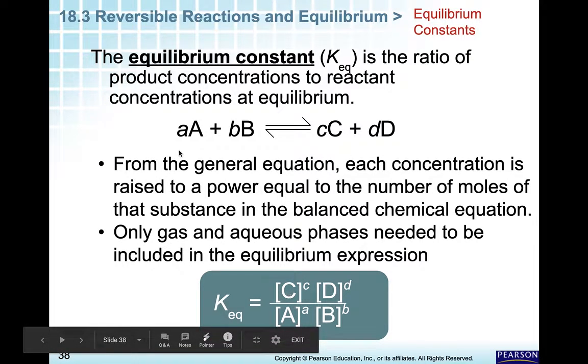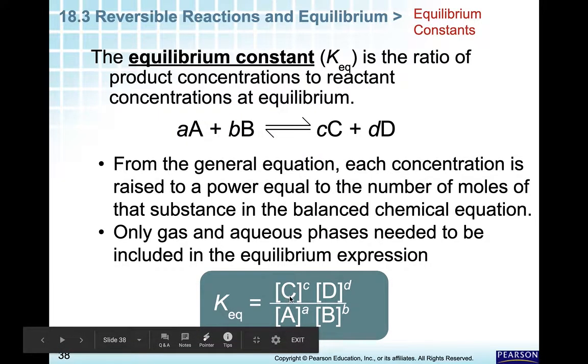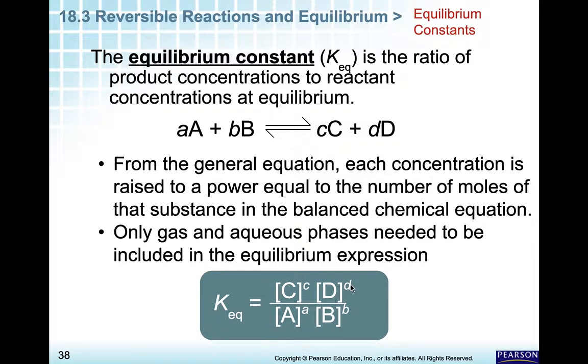So to write these for any reaction that we could come up with, we'd have the concentration of each product raised to its coefficient: the concentration of compound C raised to the coefficient in front of it, the concentration of compound D raised to the coefficient in front of it. And we've done the same thing for our reactants. We've got the concentration of compound A raised to the coefficient of A, and the concentration of compound B raised to the coefficient in front of compound B. We'll do some examples with writing these in just a moment.